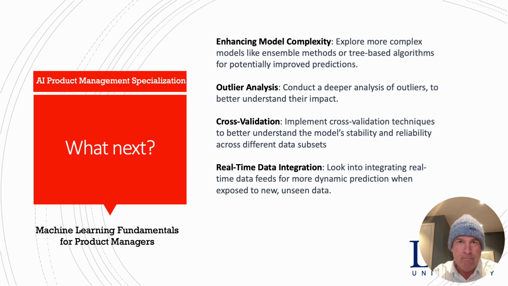Okay, so if we look at what else we could do, what would come next, I guess we could look more into enhancing the model complexity, and that means exploring more complex models like ensemble methods and tree-based algorithms for potentially improved predictions. But as we know, it's more about the data than the models, and it would certainly require transitioning from Excel to more advanced tools like Python or R.